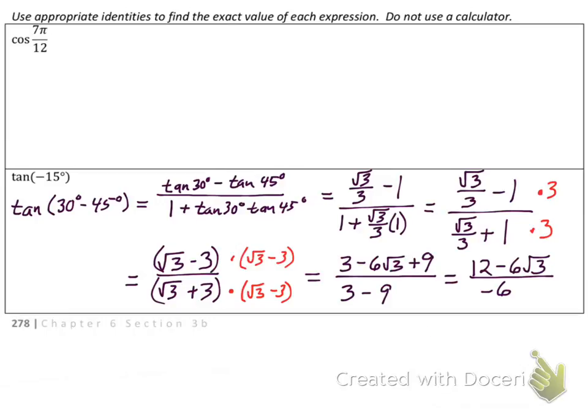We can split that into 2 fractions. We can split that into 12 over negative 6 minus 6 square root of 3 over negative 6, which is going to equal a negative 2, plus 6 divided by 6 is 1, so it's just square root of 3.